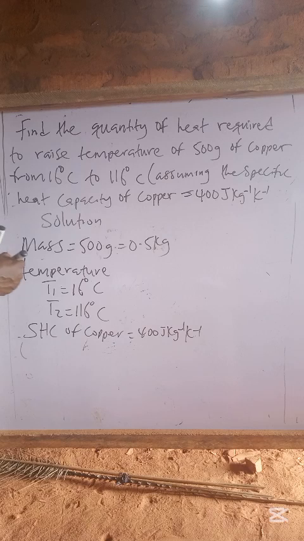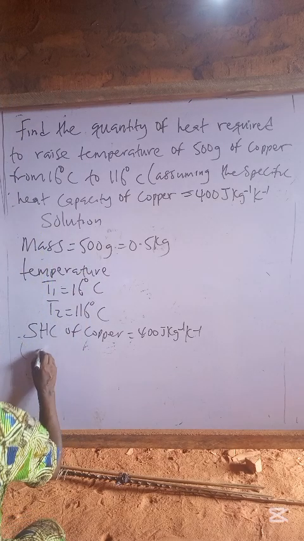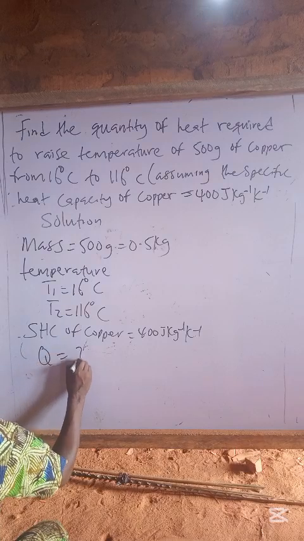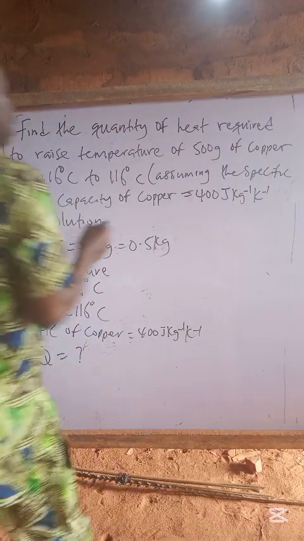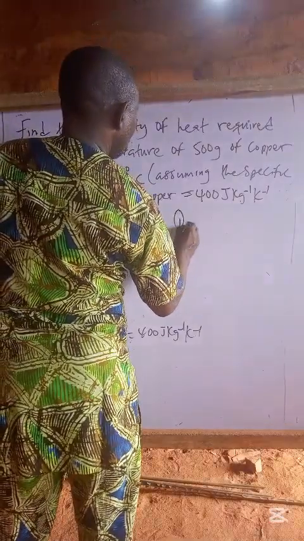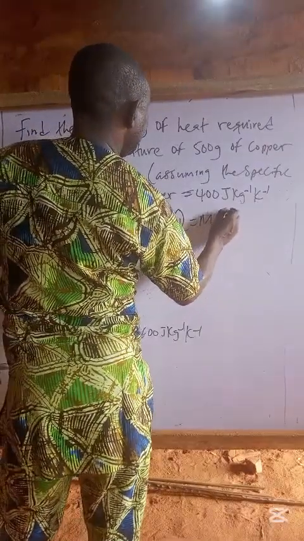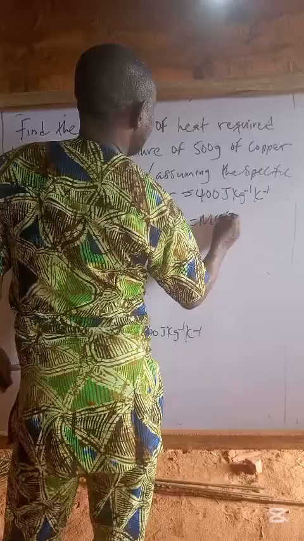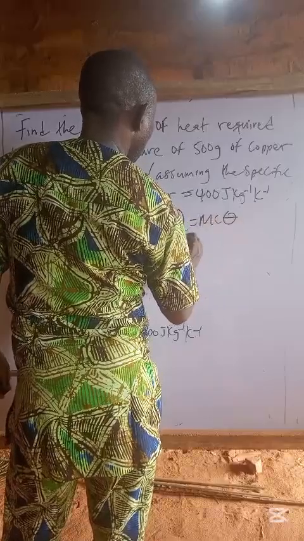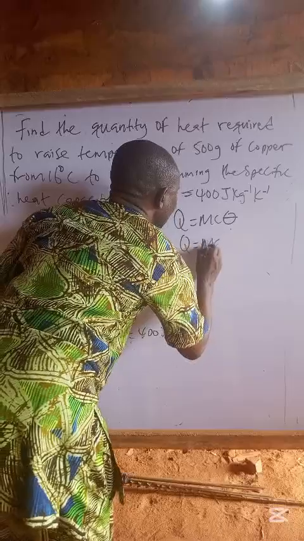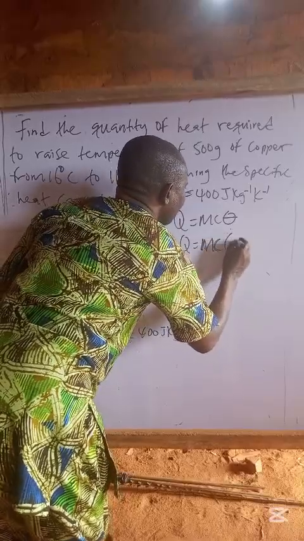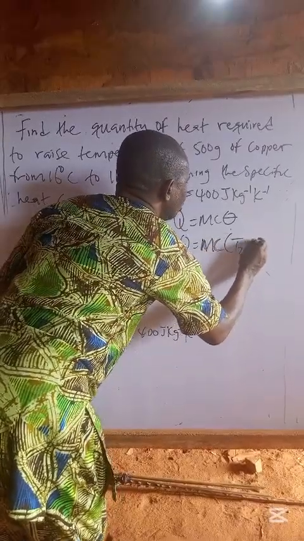Then, what are we asked to find? Q, the quantity of heat, question mark. And the right formula to use there is Q is equal to MC theta. Theta is the same as Q is equal to MC bracket T2 minus T1.